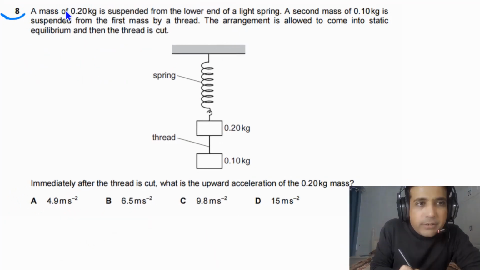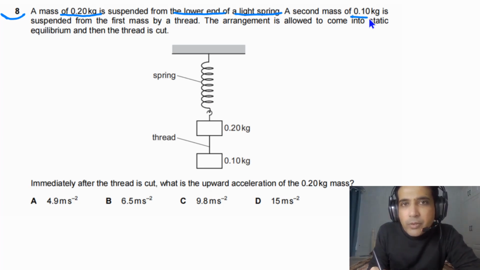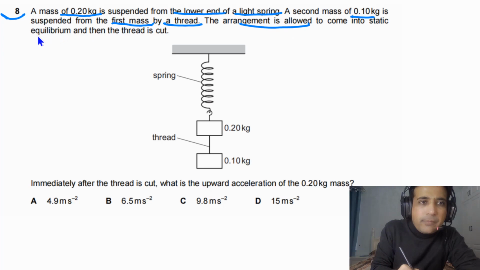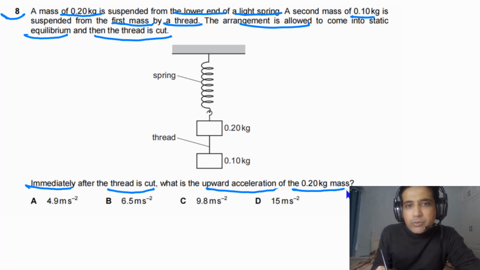For question number 8, it is given that a mass of 0.20 kg is suspended from the lower end of a light string. Light string means that the string has no mass. A second mass of 0.10 kg is suspended from the first mass by a thread. The arrangement is allowed to come into static equilibrium, and then the thread is cut. We need to find out, immediately after the thread is cut, what is the upward acceleration of the 0.20 kg mass.